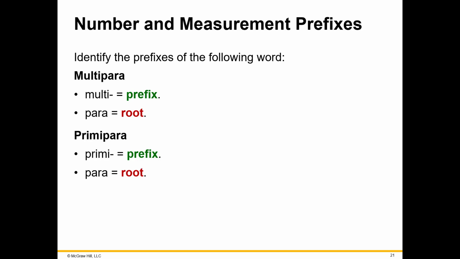Numbers and measurements. We have multipara and primipara. Multipara means a woman who has given birth at least twice. At least twice. Multi means many. So it's different from one, which we have in primipara, which means a woman who has given birth for the first time. So primi is the prefix meaning first, and the word root meaning to bring forth would be para.